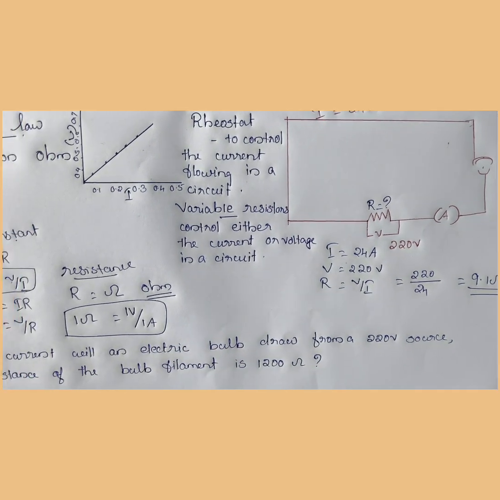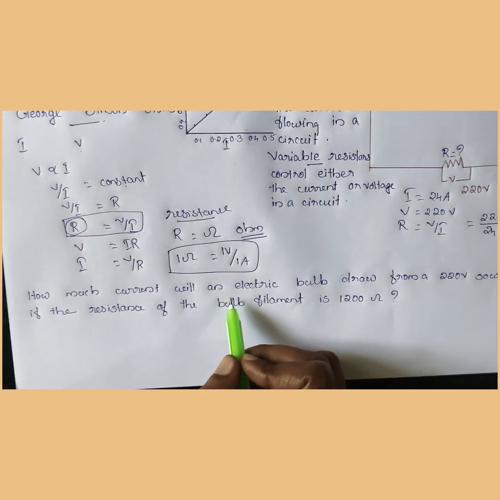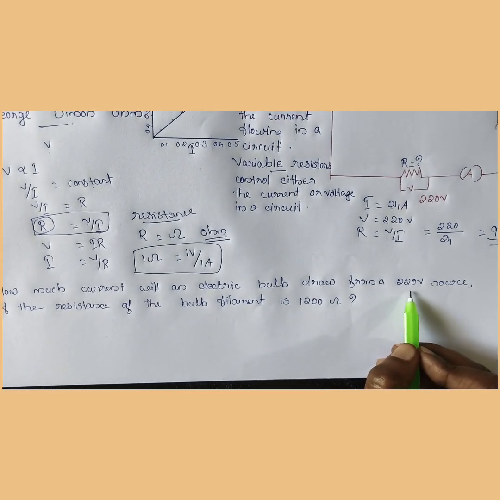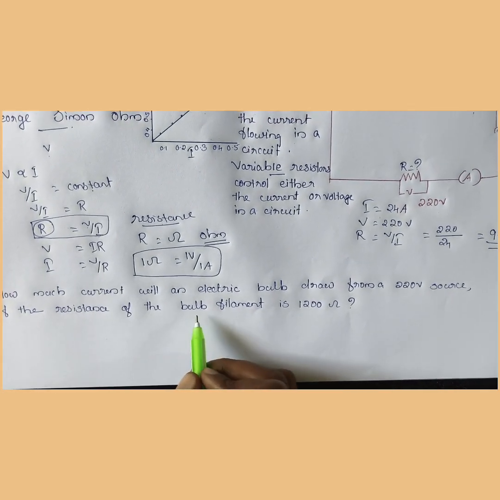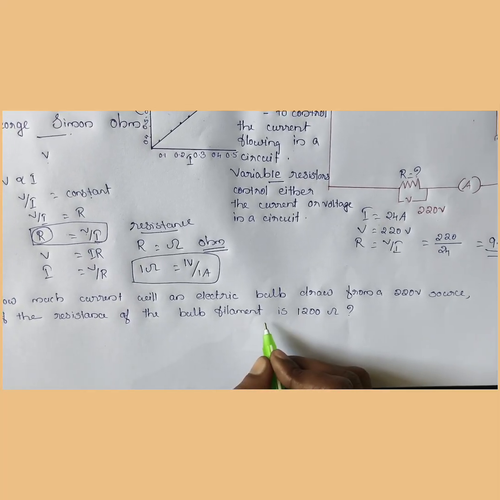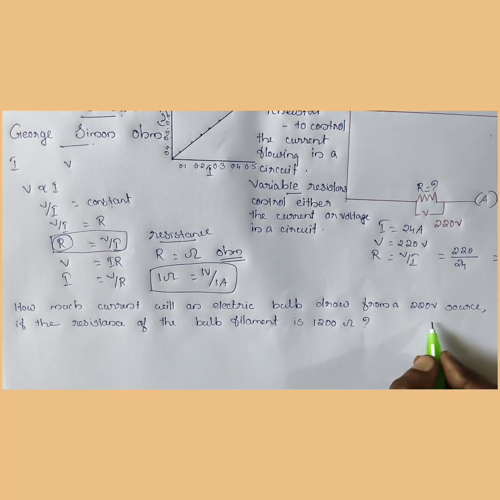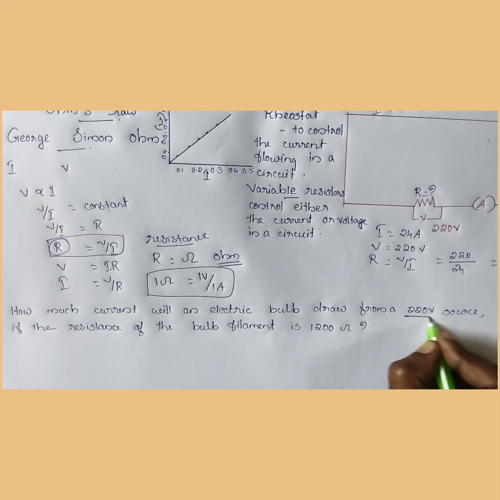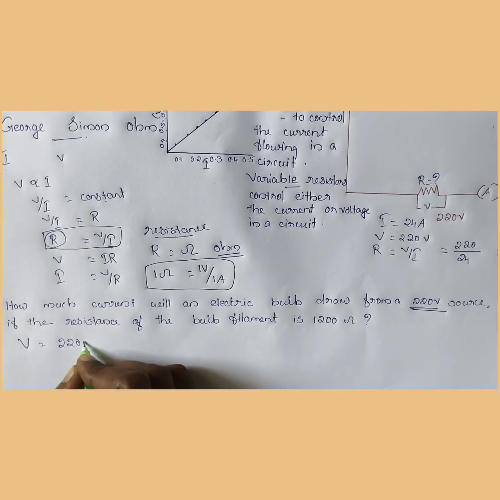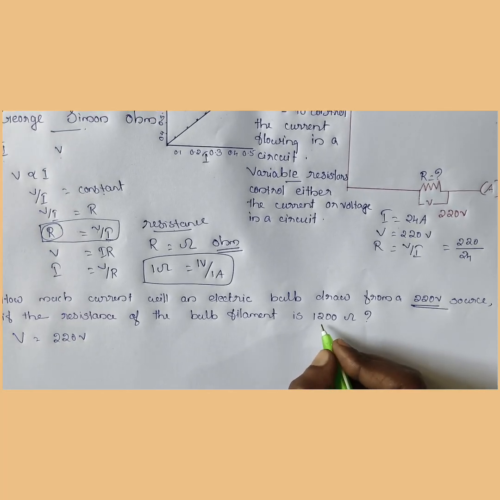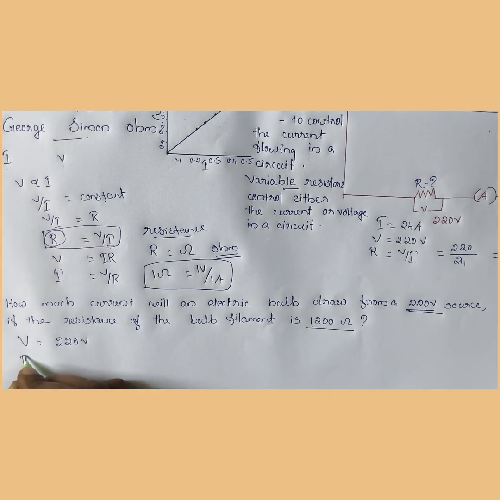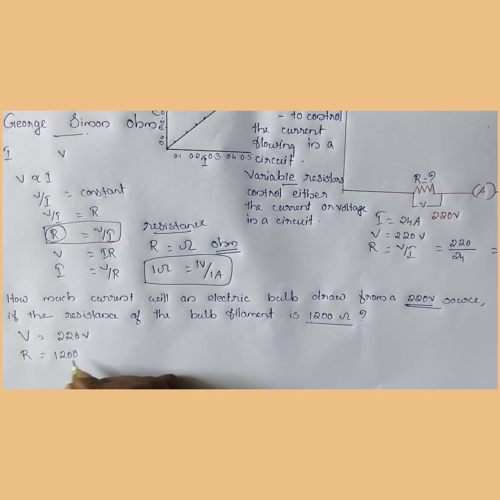Now one more numerical you can see here. How much current will an electric bulb draw from a 220 volt source if the resistance of the bulb filament is 1200 ohm? Now according to the question, first you can write what they have given. So first you can write here 220 volt. It means V is equal to 220 volt. Next, 1200 ohm. It means R is equal to 1200 ohm.